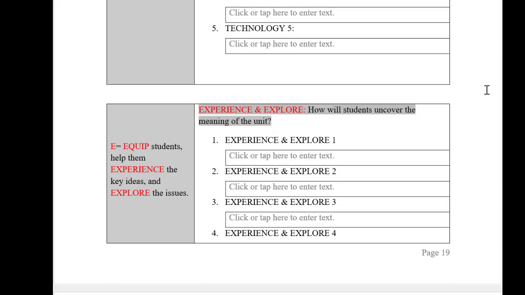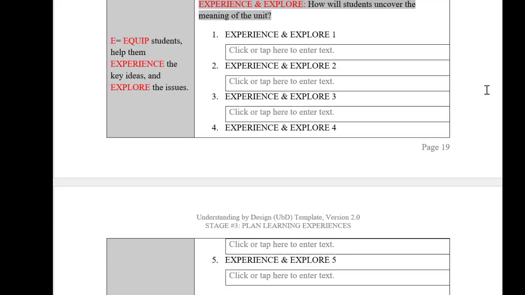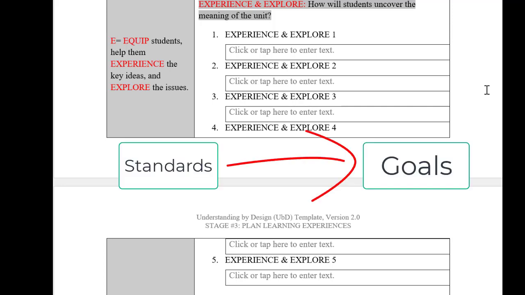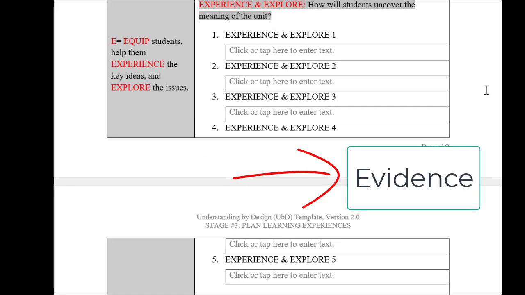Then we have our experience and explore. The E is all about equipping our students to help them explore those key details and really get to those issues. How will they truly uncover the meaning of the unit? As the instructor in stage 1, we came up with those standards. We know what we want our students to learn, but how are you going to get them there? How are you going to get them from those standards to show you on that evidence piece? What do they have to do? This is where you really get to tell us and tell your students the actual learning activities that they are going to get to take place.